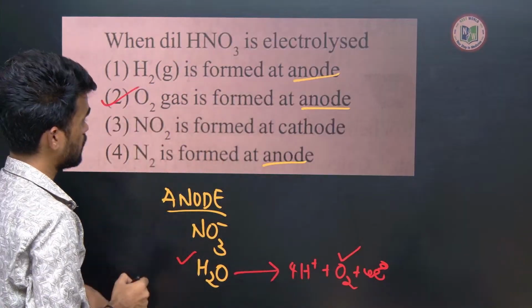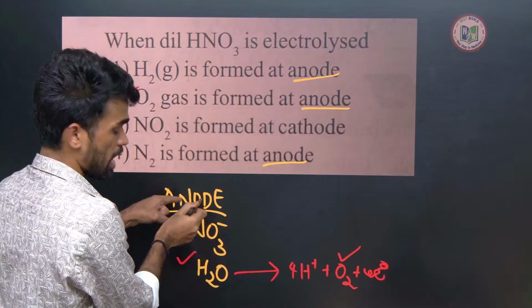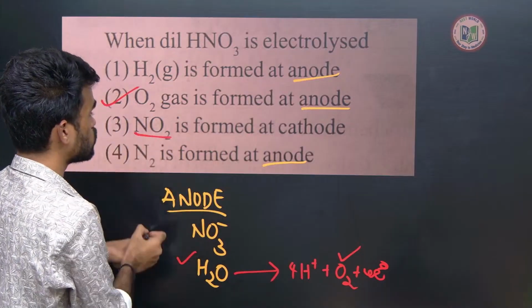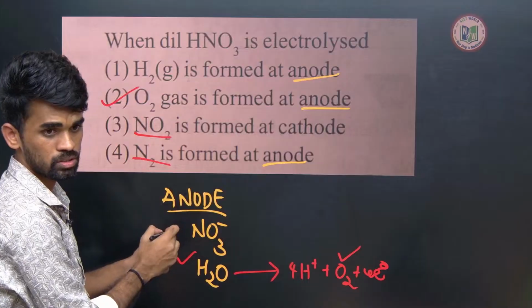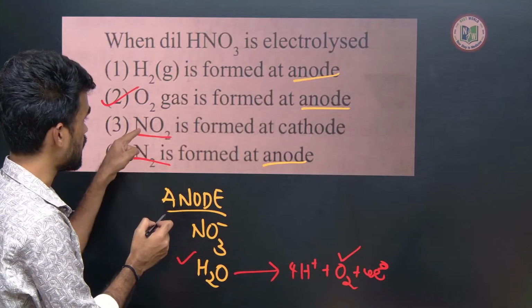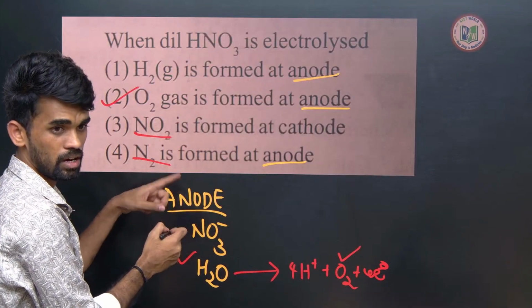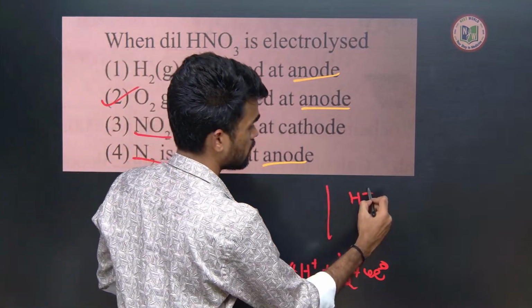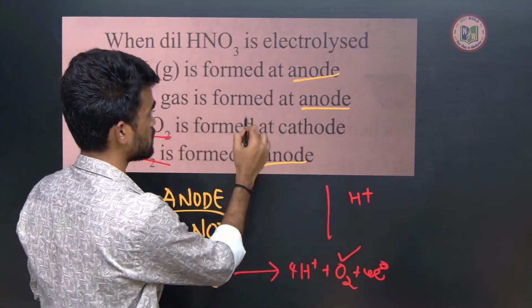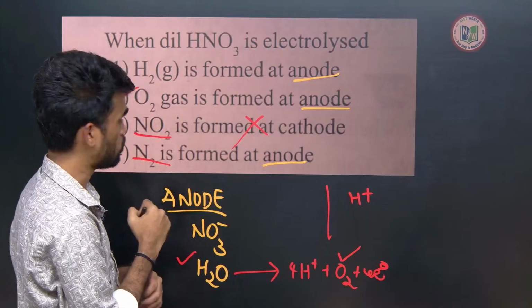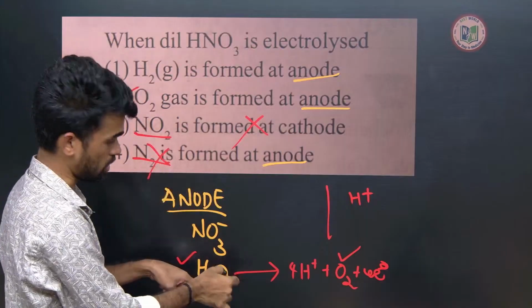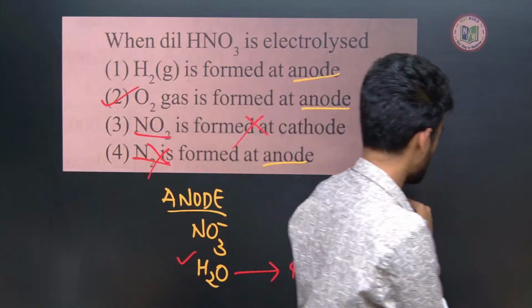Remaining, see, nitrate ion is at anode. Then how can we expect NO2 gas or N2 gas at cathode? We can't expect that, because whatever nitrogen is present is at anode only. At cathode we have only H plus ion. So there is nothing to discuss about this. I explained this won't form here because H2 only gets deposited.